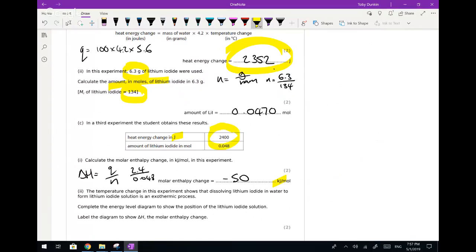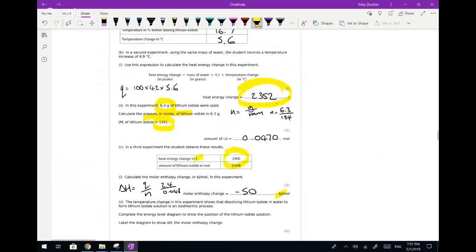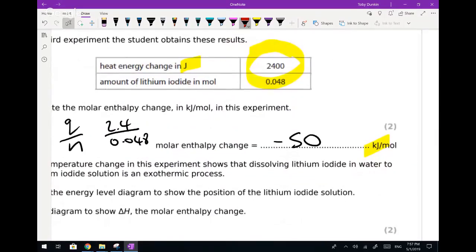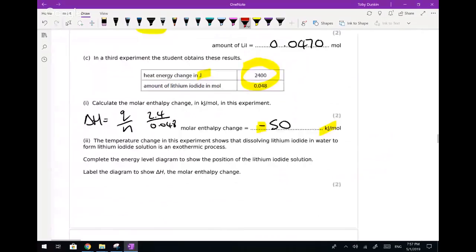There's the joules there. Don't forget to convert. And flip the sign, because I think the reaction was exothermic, was it not? The temperature change, temperature before was 16, temperature after it is exothermic. Don't forget to add your minus sign. Yeah, easily done. You can see the repetition.